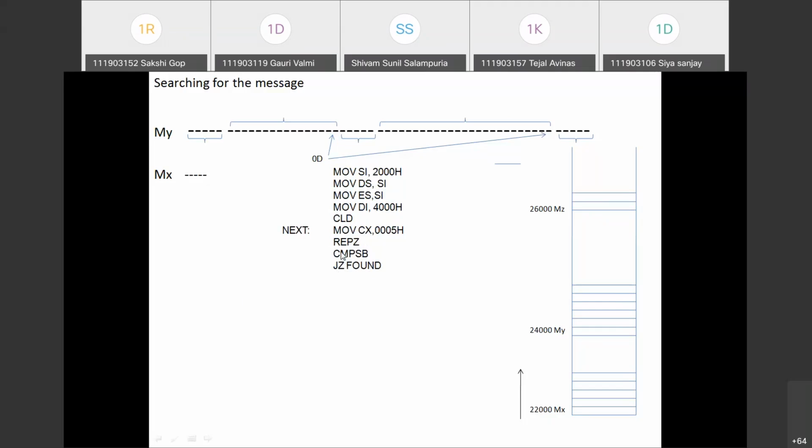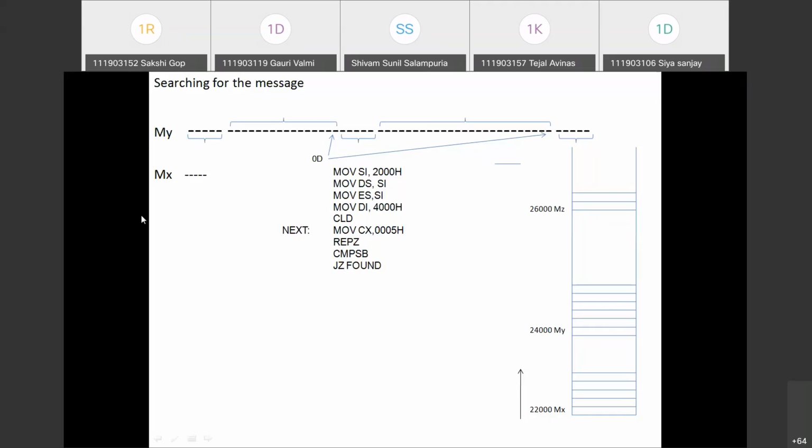Yes, sir. See, repeat Z compare. So in order, first comparison, okay. So it goes for second comparison, okay, goes for third, okay, goes for fourth, okay, goes for fifth. When all the fifth are okay, it comes out. But now you have to confirm what it came out due to: a mismatch or a match. If it is a mismatch, then zero flag would have been zero. And if it is a match, zero flag is one, all the five bytes got compared.